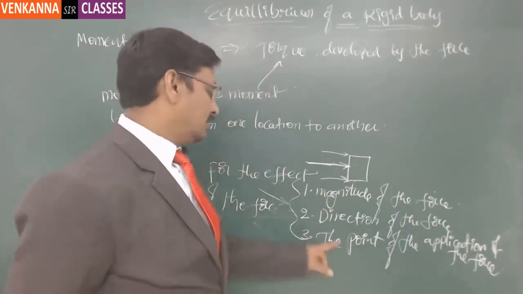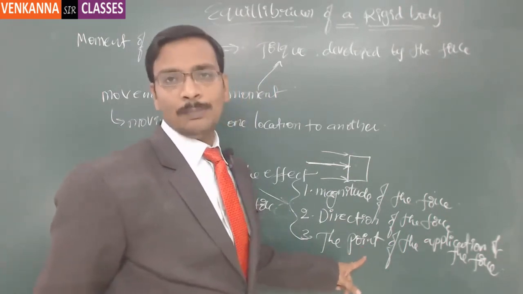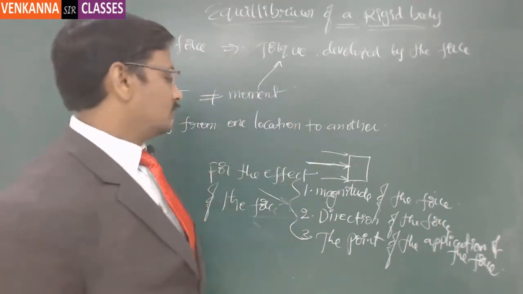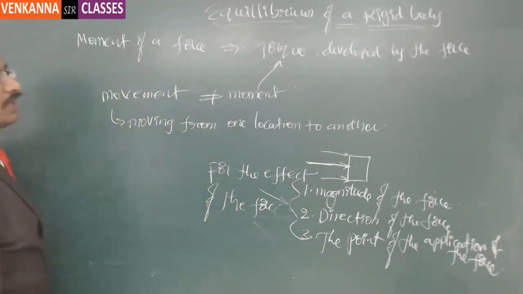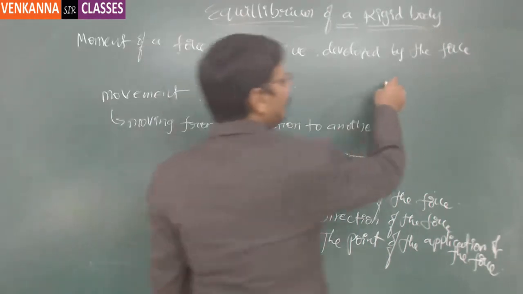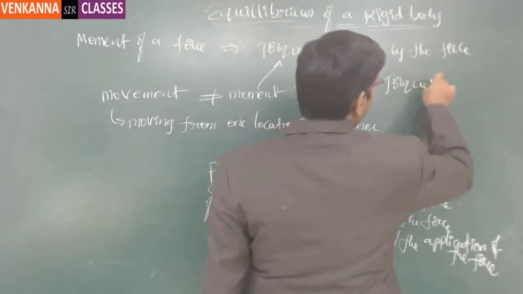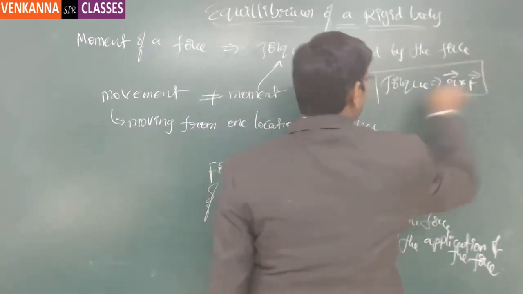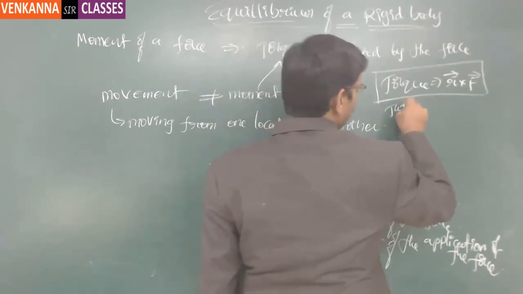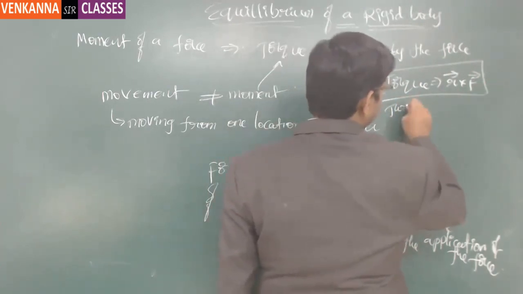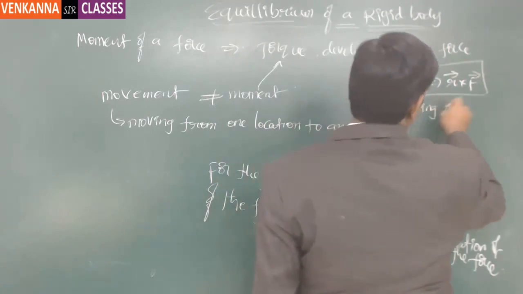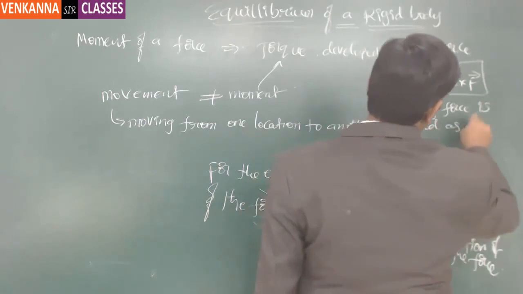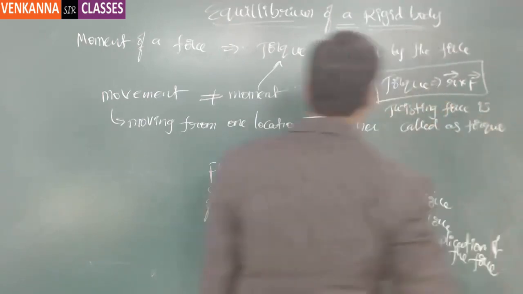Now this point of application is more important in case of torque, or in the calculation of the moment, right? Suppose you want to calculate the moment of your body. Torque, by definition, is defined as torque equals R cross F. As I told you, torque is nothing but the twisting force. So twisting force is called torque.